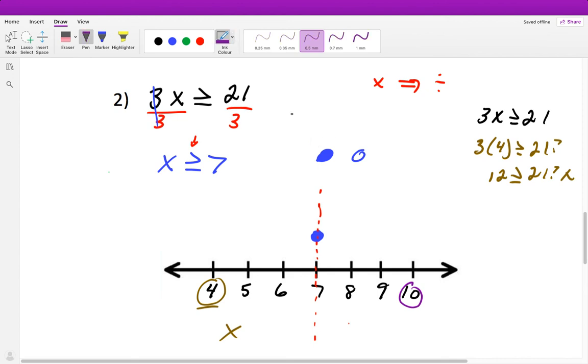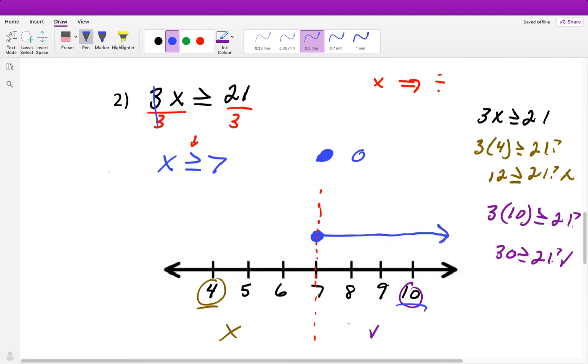All right, then we'll test the other one. So 3 times 10, is this greater than or equal to 21? Well, 3 times 10 is 30, and is 30 greater than or equal to 21? Yes. So we know that this side is our solution. Since the right side was my solution, because that's where 10 was, I know that my graph is going to go in that direction. I must put the arrow at the end, and there is my graph.